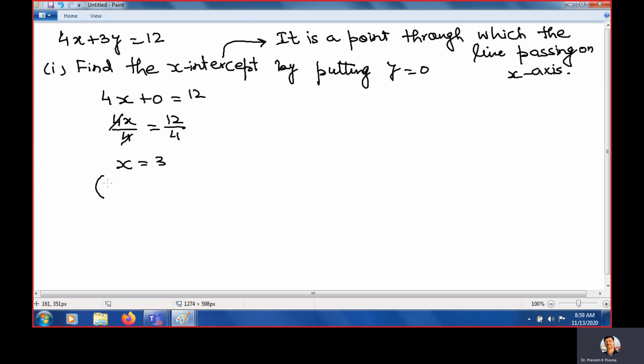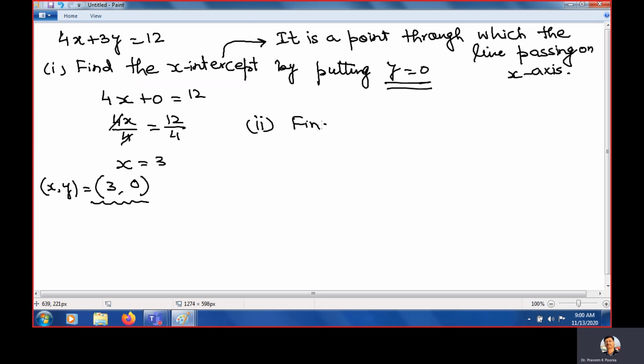So what is the coordinate? The value of x is 3. What is the value of y? 0, because we put y equal to 0. And a coordinate is always x comma y. So what is the coordinate? It is (3, 0). So the x intercept is (3, 0). Clear? Now we will find the y intercept.